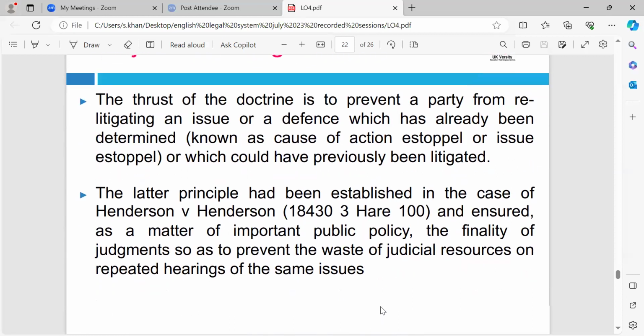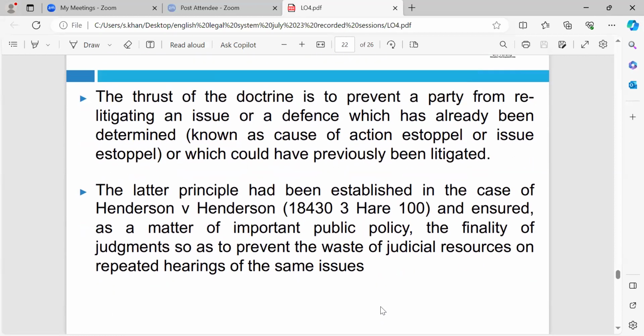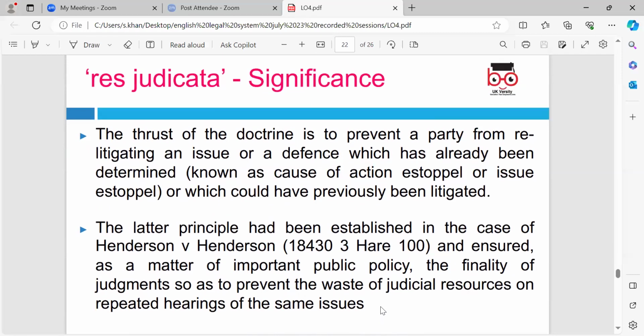Res judicata is a decision given by a judge or tribunal with jurisdiction over the cause of action and the parties which disposes with finality. The thrust of the doctrine is to prevent a party from relitigating an issue or a defence which has already been determined, known as a cause of action estoppel or an issue estoppel, or which could have previously been litigated.